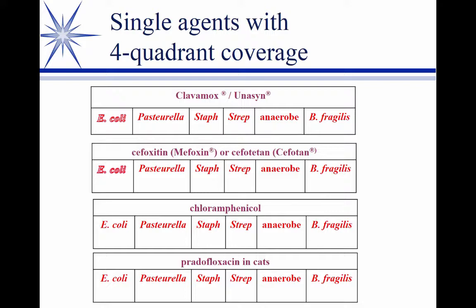And cefoxitin is a second generation cephalosporin, as is cefotetan, that gets our anaerobes and B. fragilis. It's the only cephalosporins that do. But again, they lose out on the enterics somewhat. So these are good in wounds, and if you're looking for a four quadrant, but it's not a life-threatening sort of scenario while you're getting culture and susceptibility, then you have that.